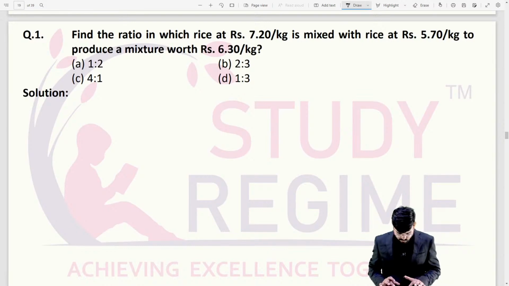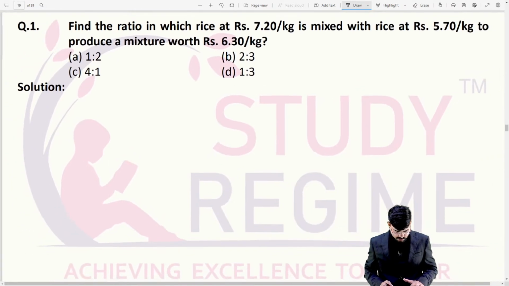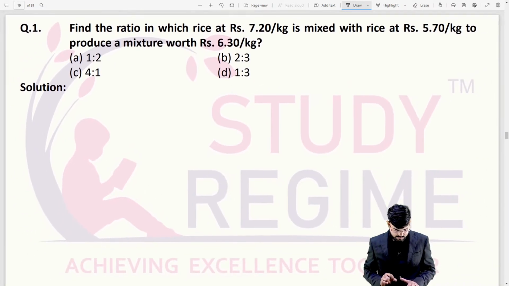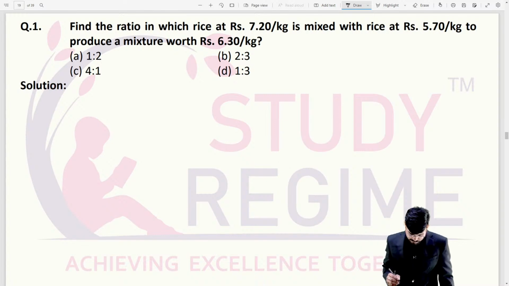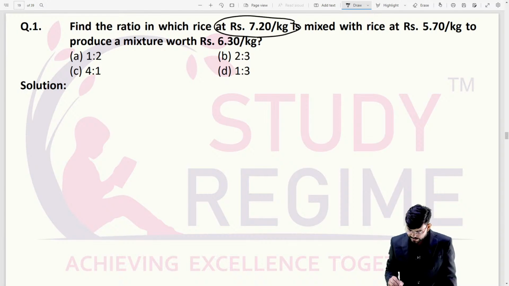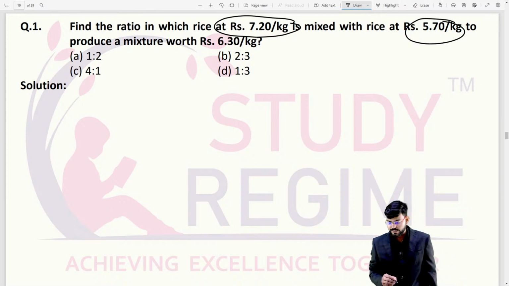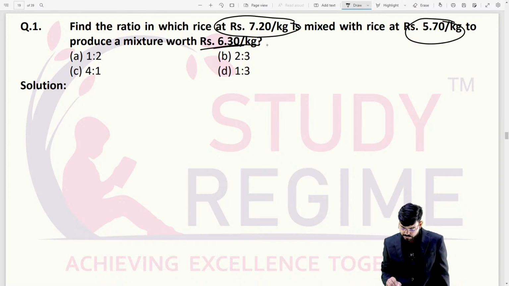Let's start some questions. We'll try to fix this theory with the help of these numericals. I have given a variety of questions that might be helpful in your exams. Okay. What is written? Find the ratio in which the rice at rupees 7.20 per kg is mixed with rice at 7.50 per kg to produce a mixture of rupees 6.30 per kg. Very easy question, but you should know the procedure, what we are doing and why we are doing it.